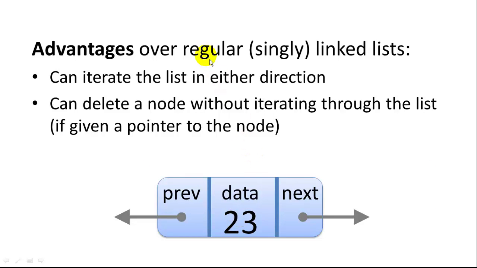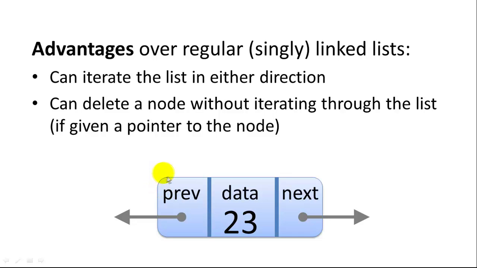So some of the advantages over regular or singly linked lists: you can iterate the list in either direction, as I explained, and you can delete a node without iterating through the entire list if you have a pointer to the node. So let's say you have a pointer to this node and you want to delete it. You can simply update the previous and next nodes in the node to either side of it and take this one out. In a singly linked list, you would not be able to do that, but you'd actually have to iterate through the entire list to delete a node.